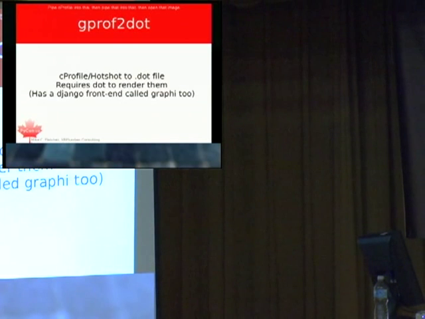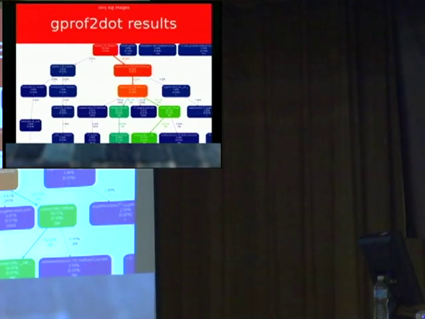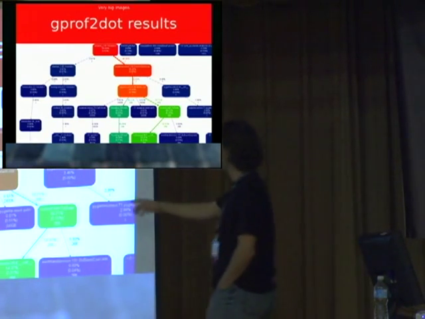gprof2dot is an older tool. It creates dot files, which is a graph format. Generally speaking, people who actually use it script this up so that they just run their profile and the result immediately pops up. Don't try to memorize all that stuff. What it does is it creates this huge graph of what called what, and it uses color coding.